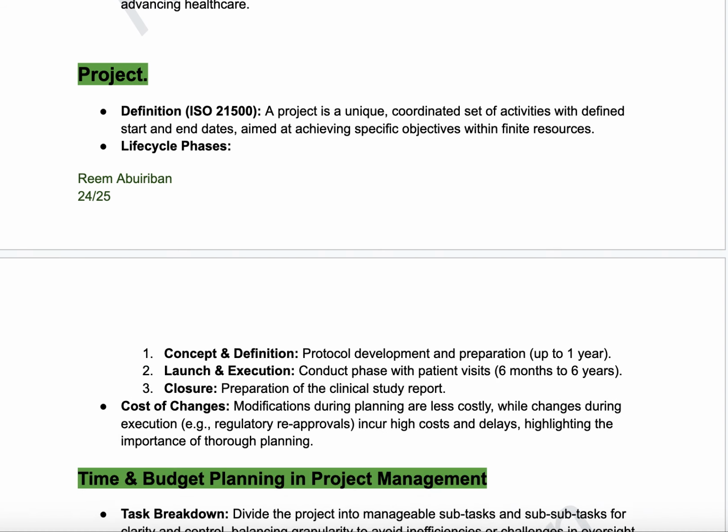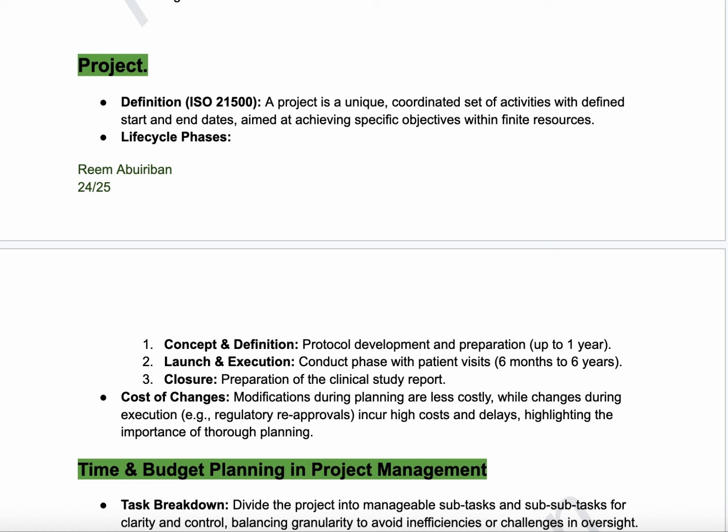Project definition, it's ISO 21500. A project is a unique, coordinated set of activities with defined start and end dates aimed at achieving specific objectives with finite resources. Life cycle phases: concept and definition, protocol development and preparation, up to 1 year. Launch and execution, the conduct phase with patient visits, 6 months to 6 years. Closure, preparation of a clinical study report.